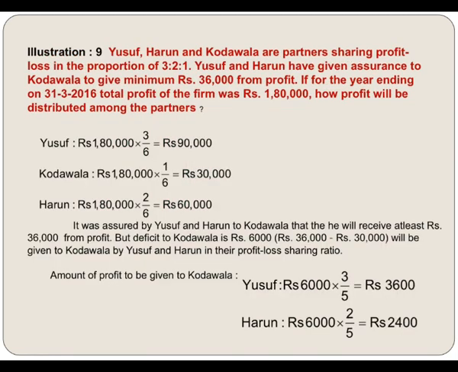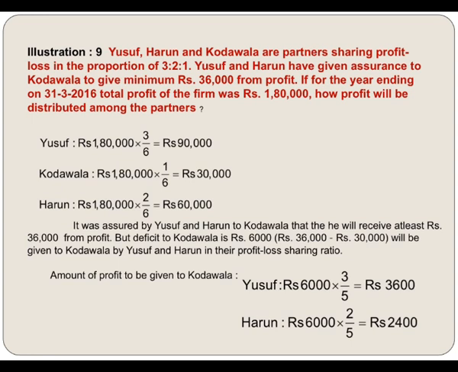Now next one, illustration number 9. Yusuf, Harun and Kodawala are the partners sharing profit and loss in the proportion of 3:1. Yusuf and Harun have given assurance to Kodawala to give a minimum of 36,000 from profit. See here, the first two partners, Yusuf and Harun, have given assurance, that means guarantee, to Kodawala to give a minimum of 36,000 from profit.